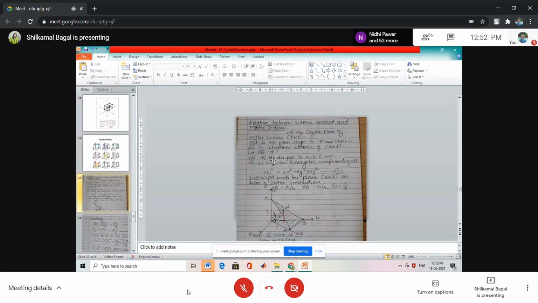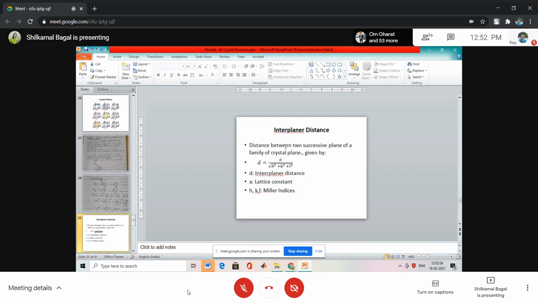the interplanar distance or interplanar spacing. Interplanar, that is the distance between two planes. The distance between two successive planes of a family of crystal planes.